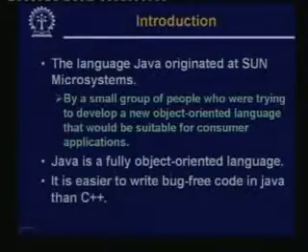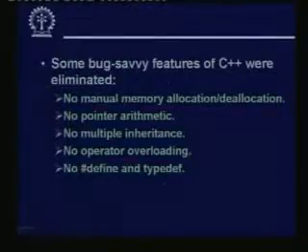Java is a full object oriented language and it is also considered to be easier as compared to C++ from the point of view of writing bug free code. Why? Some of these points we shall see here. The reason that Java can be used to write bug free code better than C++ or C is that some features of C++ or C which often lead to bugs in programs were eliminated from Java.